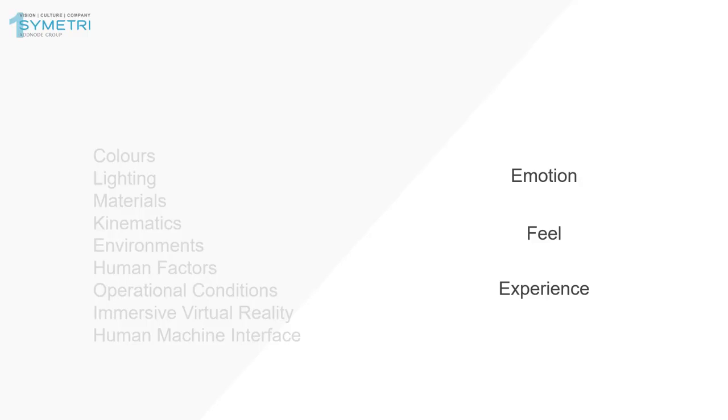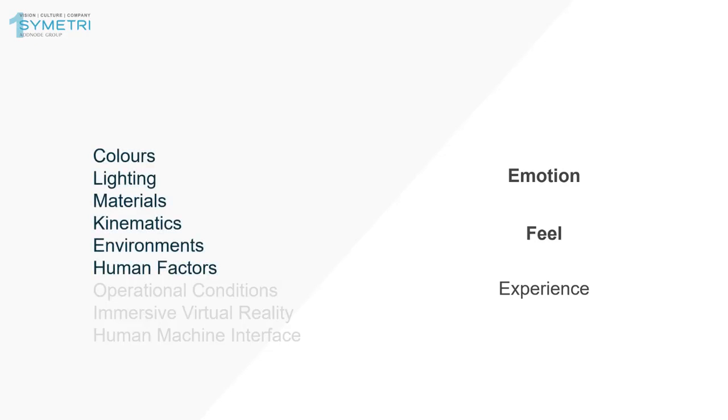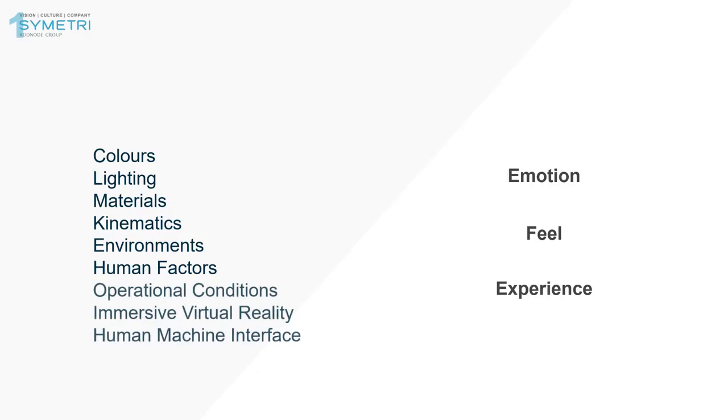And how do you do this? If you add color, material, and lighting, you can invoke an emotional connection. If you add kinematics, environment, and human factors to the asset, you can simulate feel. And if you add operational conditions, extended reality, and potentially human-machine interfaces, you can almost experience a product.